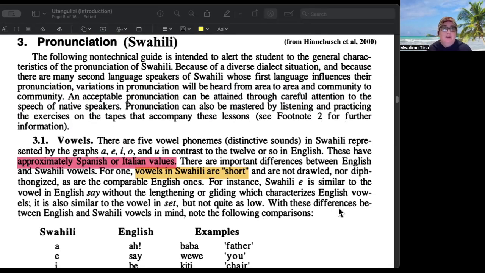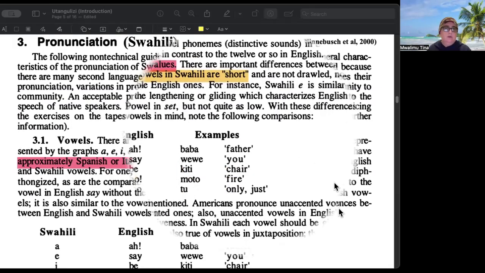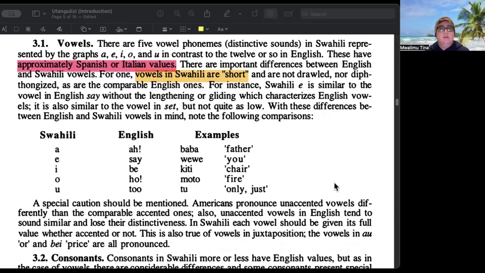Today's video was requested by a subscriber. We will be going over Kiswahili pronunciation. So all 5 vowels are consistently pronounced the same way, 100% of the time. And in fact, the phonetics are the same as Spanish and Italian. So we have our first vowel.